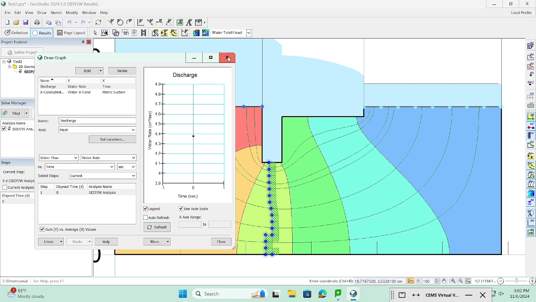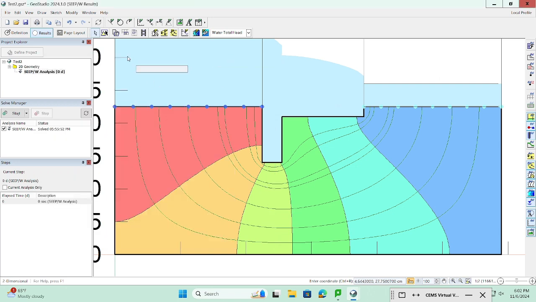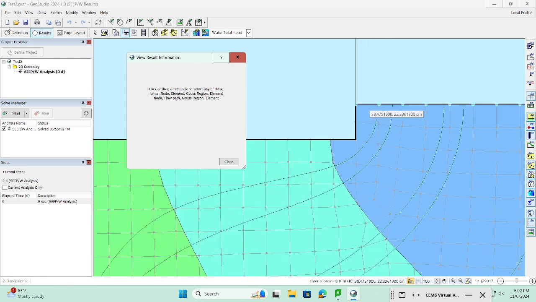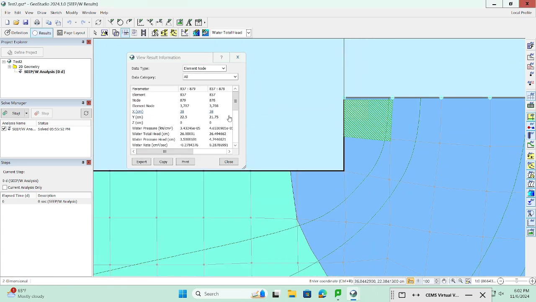What else do we need to show? The second thing we want to see is basically the exit gradient. So I am going to close that and go now to view result information, and you can go here to this element and choose it, and you can see what is the water gradient, or y gradient. They are both basically the same thing, or almost the same thing. The water gradient is the average of both x and y gradients. The x gradient is a tiny number here. Therefore, the water y gradient is the dominant one.